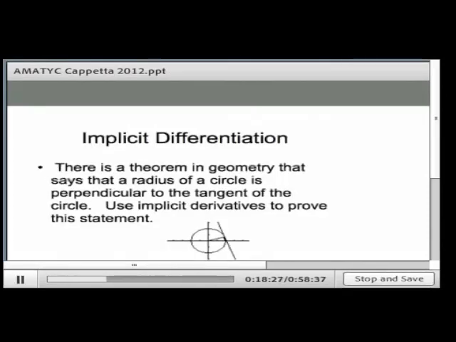Okay, geometry. I really believe that calculus should be visual. If you can make it visual, if you can relate it to things that they've seen before, they have a better chance to develop some understanding. So, what do we have here? There is a theorem in geometry that says that the radius of a circle is perpendicular to the tangent. A common fact from geometry. And then the question is, can we use implicit derivatives to prove that statement? So think about for a minute how you would do that. In general, how to prove that the radius of the circle is perpendicular to the tangent using implicit derivatives. What would that strategy be?